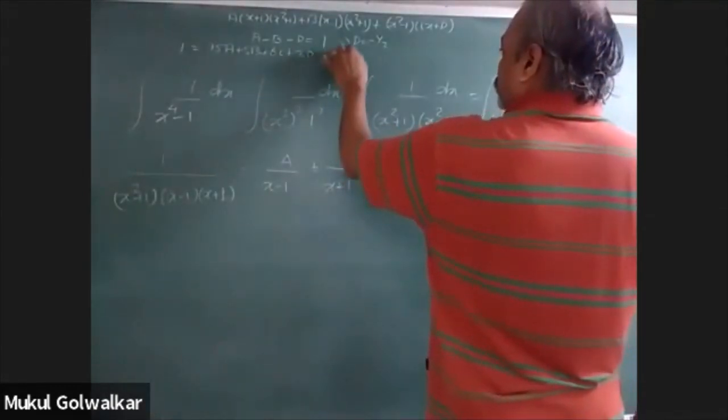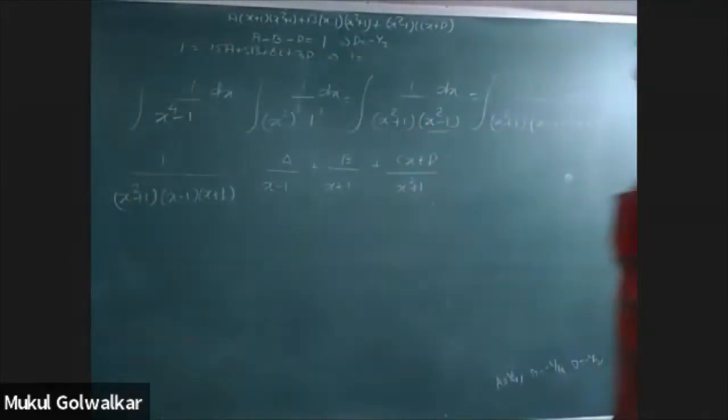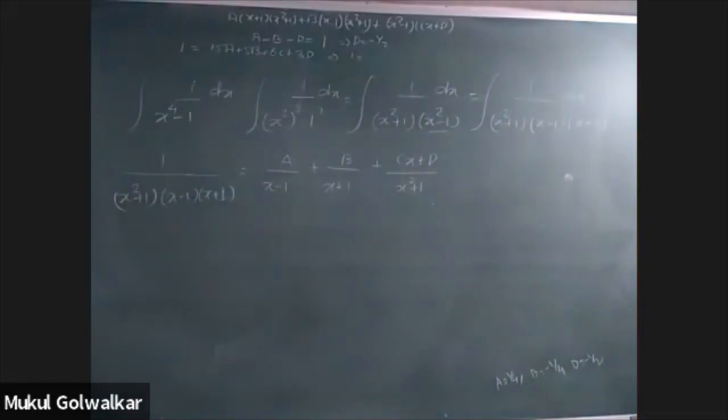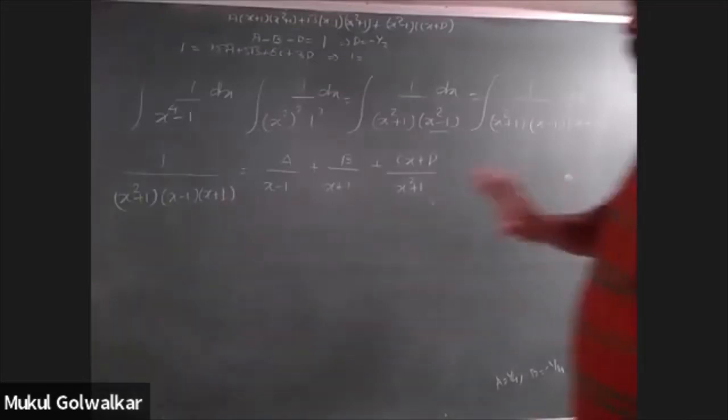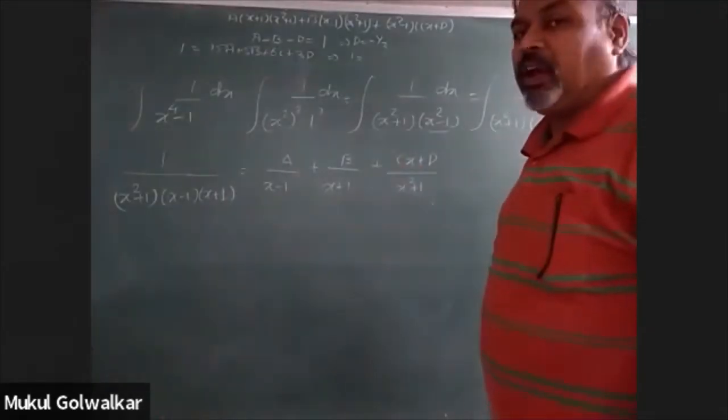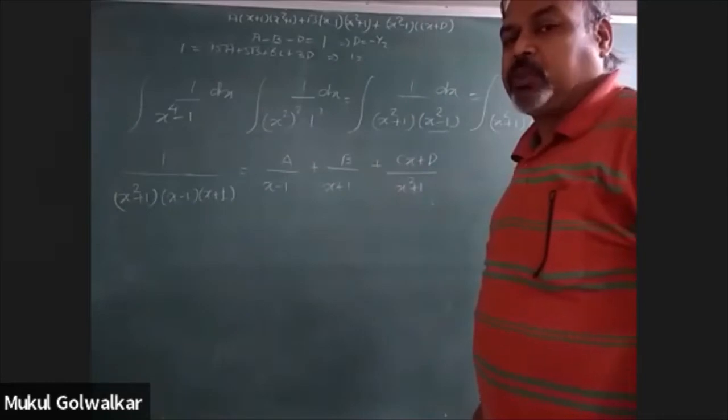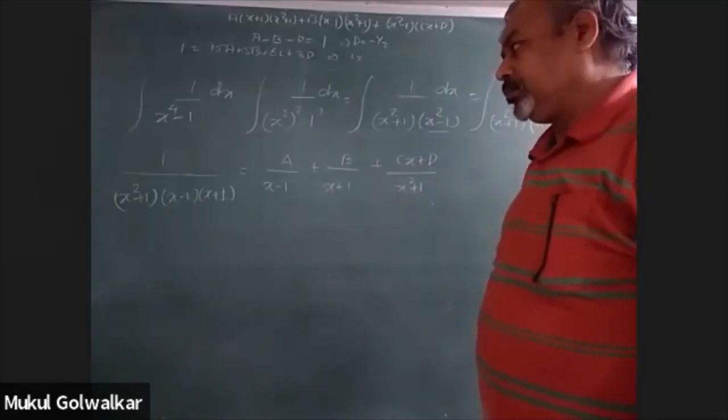Sir, C is coming out to be 0, D is minus 1 by 2, A is minus 1 by 4, and B is 1 by 4. I was getting the value of A as plus 1 by 4. Tell me, where have you written A, along with x minus 1 or along with x plus 1? I have written it with x plus 1.